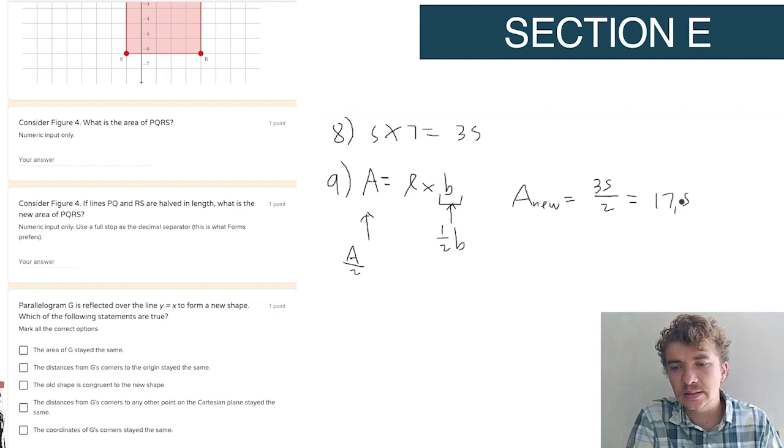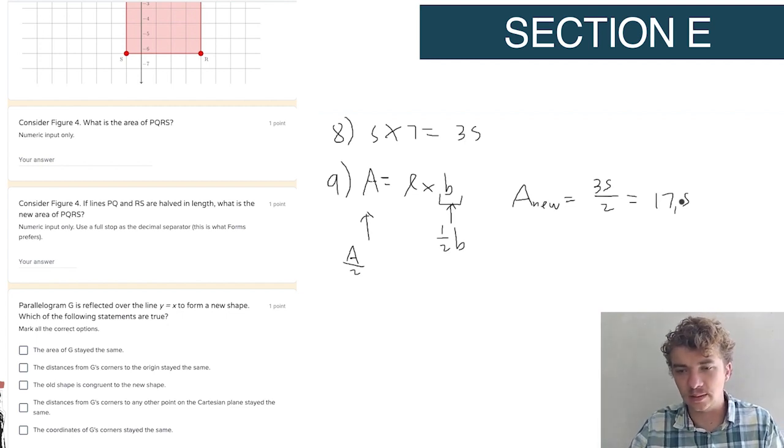The distances from G's corners to the origin stayed the same. This is true, and this is specifically a property of reflecting it over the line y is equal to x, or the x-axis or the y-axis. If you think about it, you'll see the distances from the origin stay the same. Okay, then these are the 3 points, and then that is the end of this section.